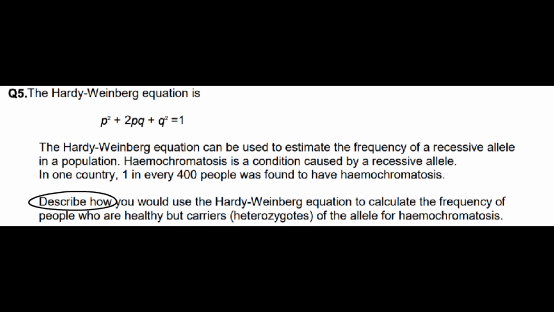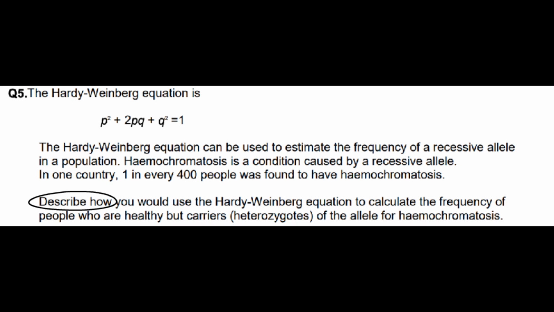Hemochromatosis is a condition caused by a recessive allele. In one country, 1 in every 400 people were found to have hemochromatosis. You should highlight that, because that's the figure they've given you. So the question says describe, so you basically need to write out the calculations.